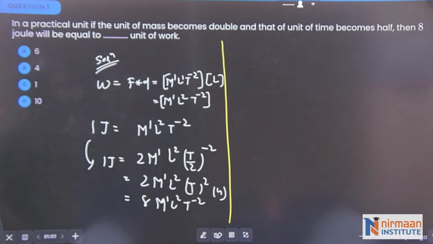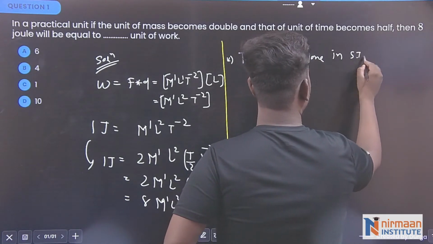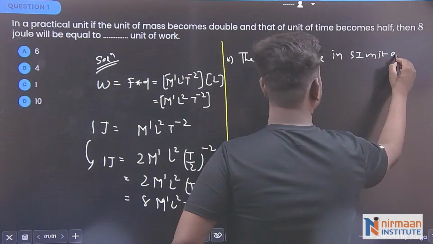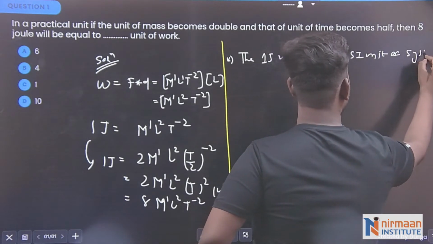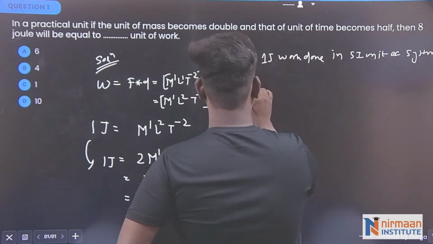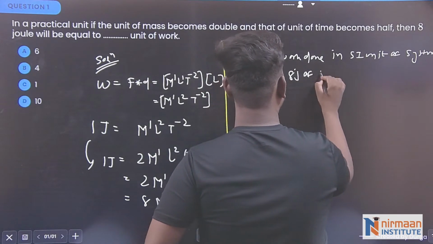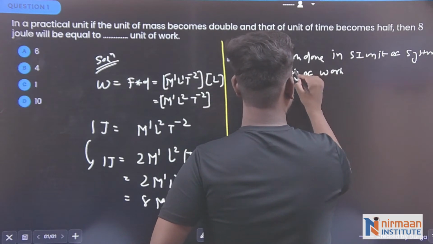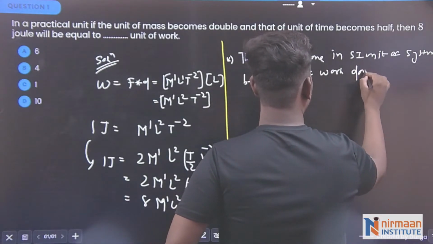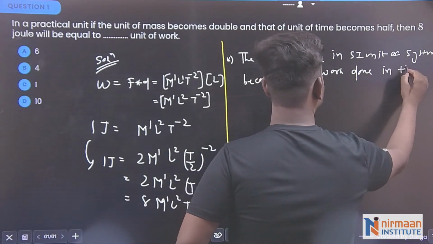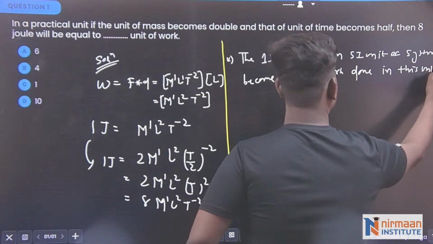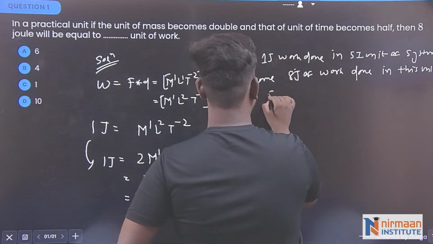So how much work is 1 joule now? Right, the unit of system becomes 8 joule of work done in the new unit system.